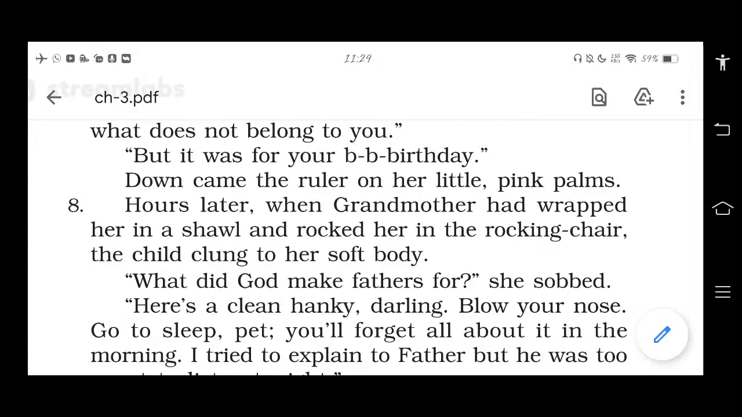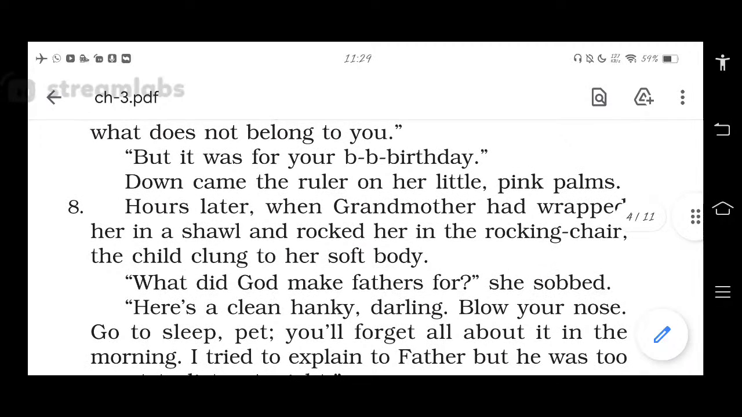Right, after some hours. So what happens? Hours later, when grandmother had wrapped her in a shawl and rocked her in the rocking chair, the child clung to her soft body. So as the girl was given punishment by her father, right? She went to her grandmother. So she was covered with the shawl and she started rocking her in the rocking chair. Rocking chair means nothing but uyala, we say that.